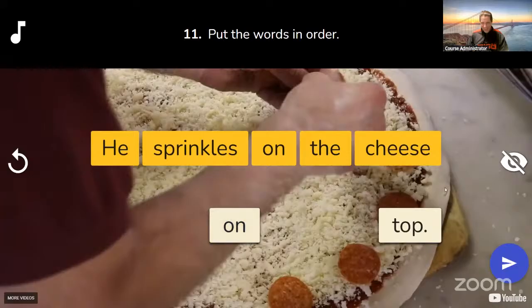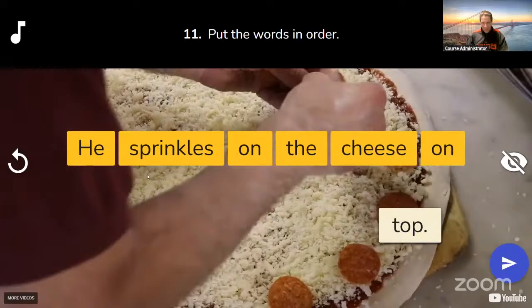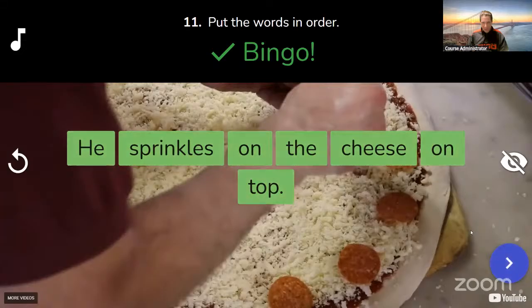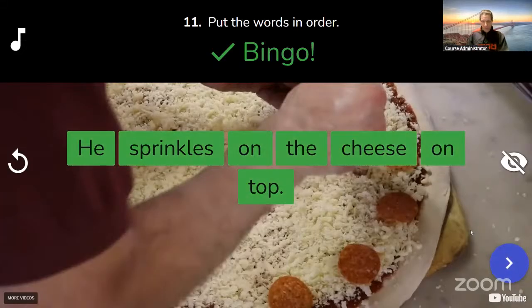This one's crazy, this one. Okay, he sprinkles on the cheese on top. I think we could just use one "on" would be enough. Okay, so he sprinkles the cheese on top. In this case, we have two "ons".